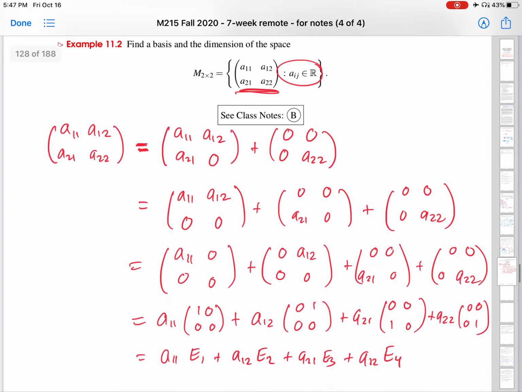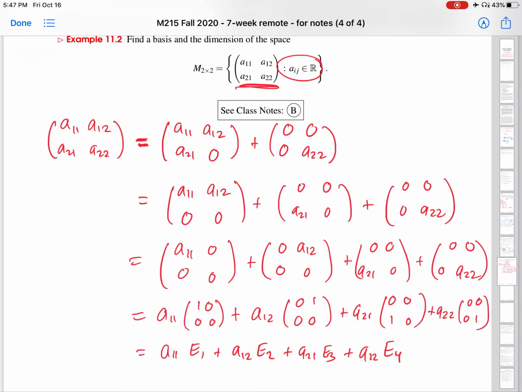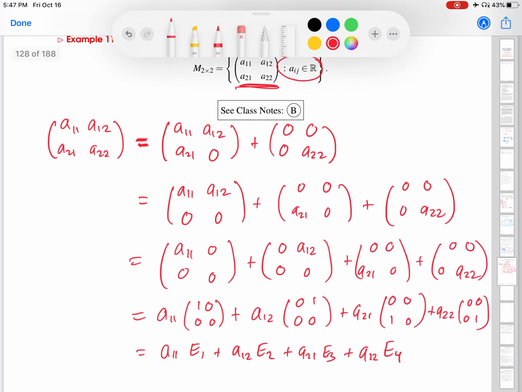But for this example, I want to use this E sort of notation because it feels very much like a similar type of basis just for this matrix space. You have matrices that have a 1 somewhere and 0 everywhere else. And where that 1 is kind of just shifts around. So great.